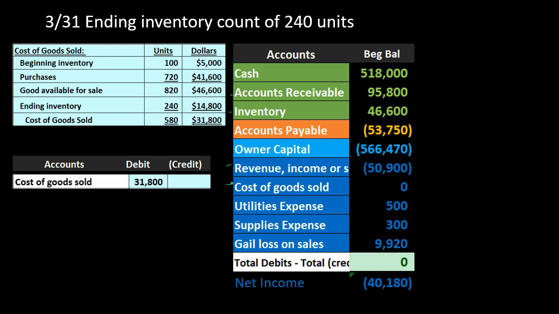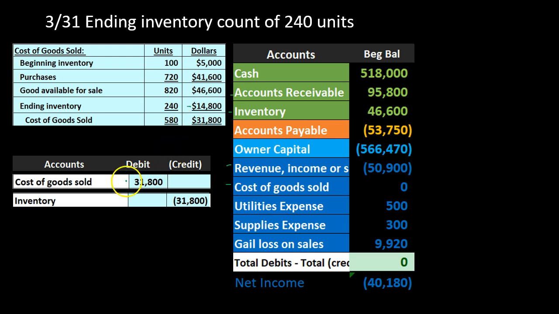So we're going to say cost of goods sold is going to increase by the cost of goods sold, the 31,800, and the inventory then, it being a debit balance, is going to go down by all the inventory we gave up throughout the month, 31,800. Once we post this, this inventory will be left with what we calculated ending inventory to be, 14,800.